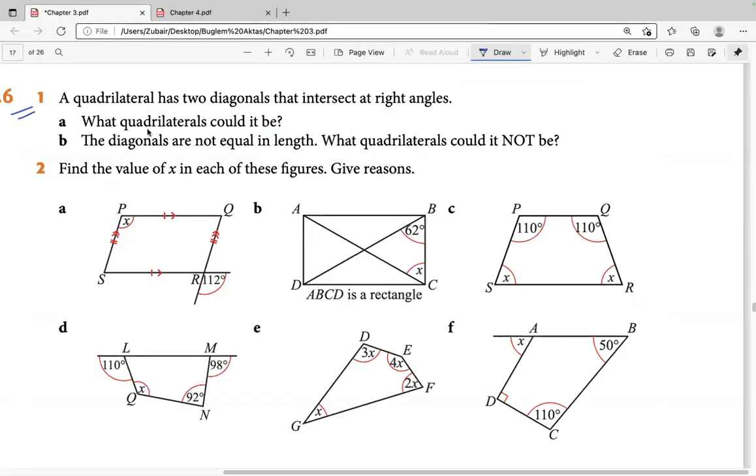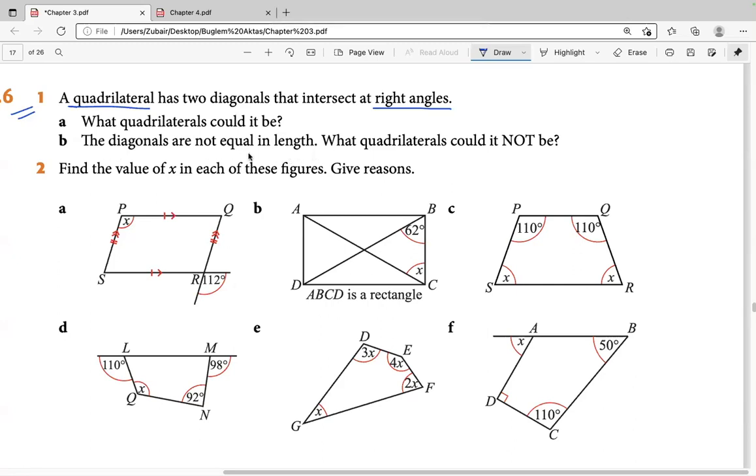Okay, 3.6. A quadrilateral has two diagonals that intersect at right angles. Quadrilateral, four-sided, intersects at right angles. What quadrilateral could it be? Square. That's correct. It could be a square. Or it could be a kite. It could be a kite, it could be a square, it could be a rhombus. Three options.